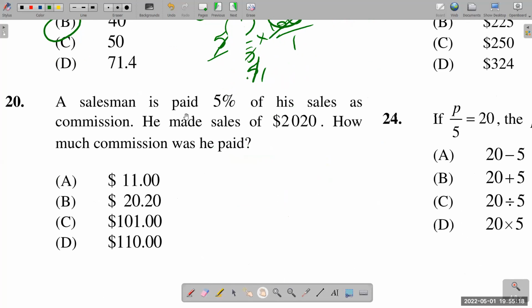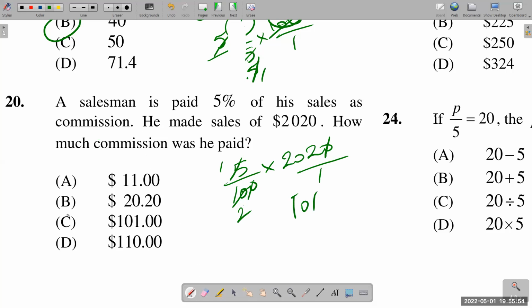All right. A salesperson is paid 5% of his sales as commission. And you should know what commission is, eh? Remember, if they were to ask you for what his salary was, usually you add his commission pay to his general wage. But for now, they only want to know how much commission he got. And his commission is 5% of this amount. Same thing again, 5% of 2020. Cancel the zeros. This into itself once, this into itself twice. Divide 202, that's 101. That's an easy one. C.